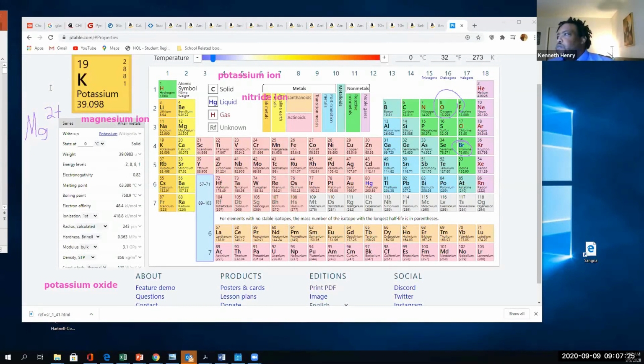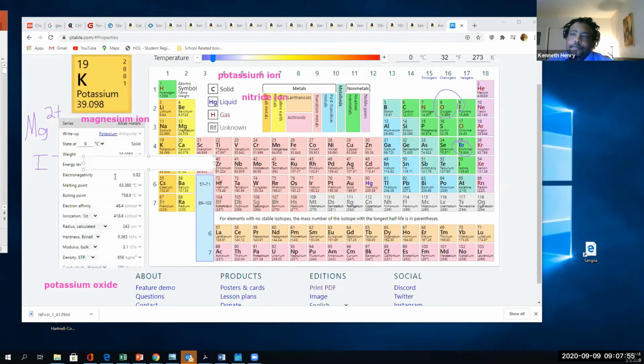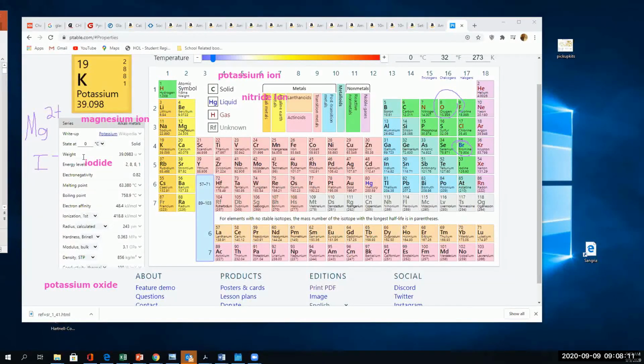So if I have iodine, what's going to be the charge on the iodine? -1. Okay, so what am I going to name that ion? Iodide. Iodide. Okay, and we put ion.